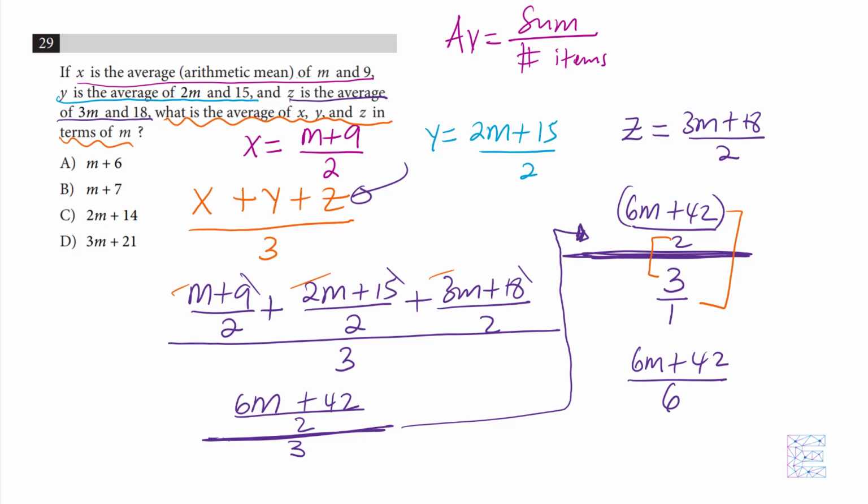And when you look closely, you find that 6 goes into both the 6 and it also goes into 42, which means we can simplify this further. So 6 goes into 6 once, and 6 goes into 6 once over here. 6 goes into 42 7 times. So we are left with m plus 7, which thankfully is one of the answer choices, making B the correct answer to this problem.